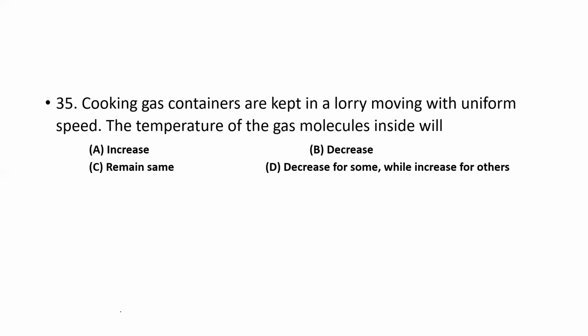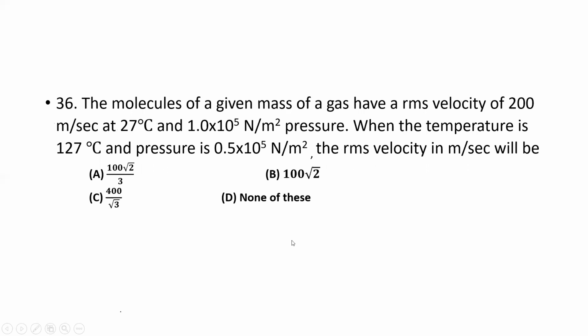If a lorry is moving with constant velocity, then the V_RMS value remains constant. When V_RMS remains constant, the temperature, being directly proportional to V_RMS, also remains constant. That is option C, the right option. Next question.